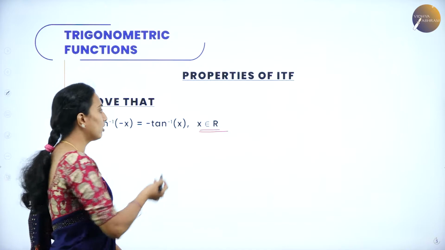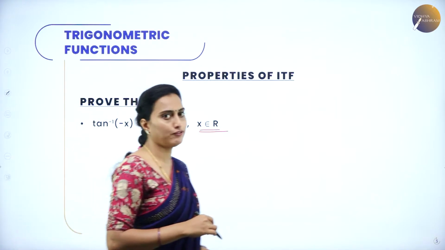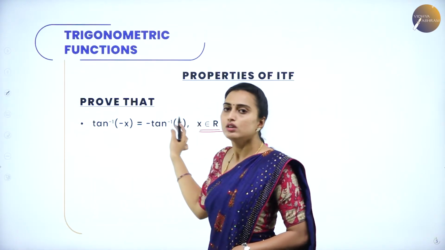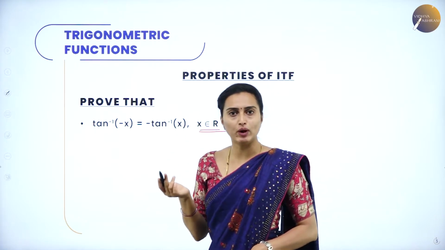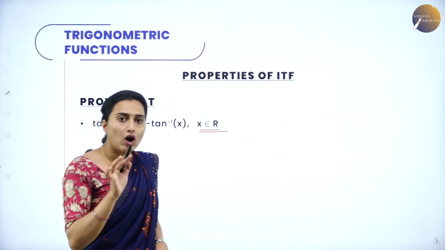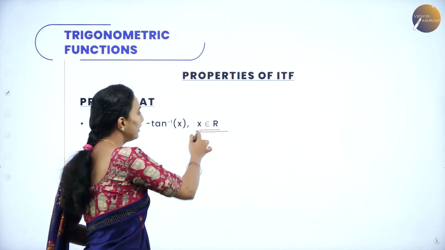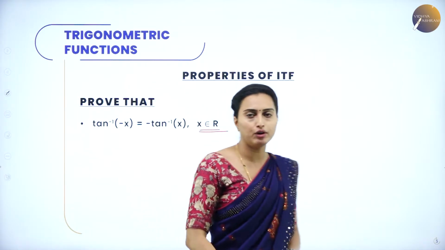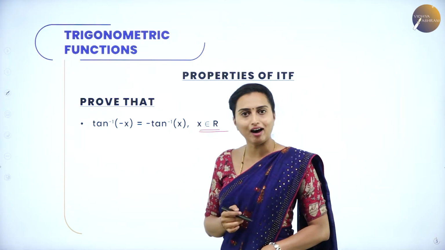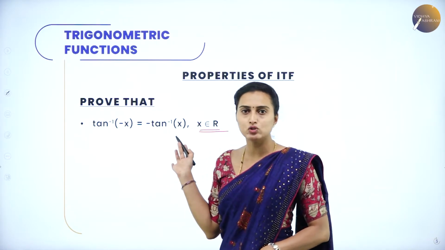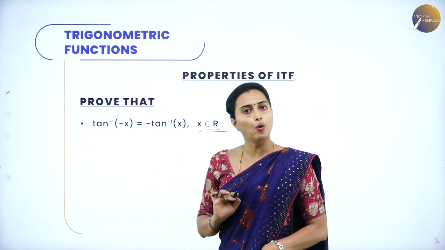Understood? Next, here also the domain of the tan inverse function is nothing but real numbers. So this also they may ask you for a one marker like this: for what values of x does this property hold good? You need to write x belongs to real numbers, or x belongs to capital R. It is for these values of x that this property holds good.